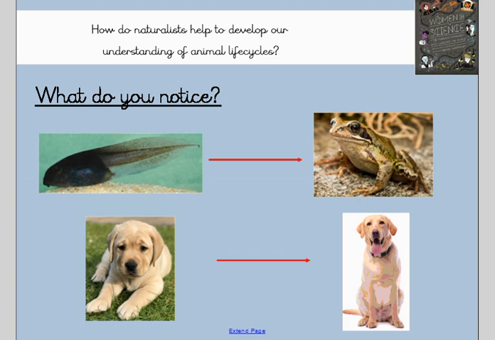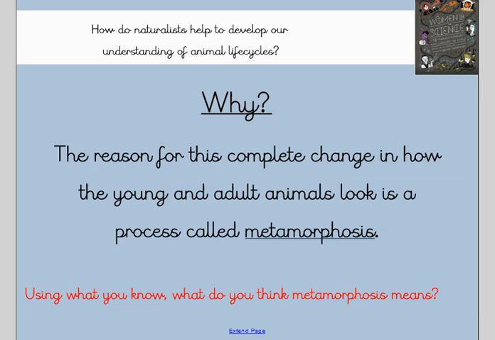Well, straight away, they are extremely different, aren't they? This puppy we can see is a lot smaller, but we can definitely tell that's the same animal. This here is completely different, isn't it? So we can see the young of an amphibian is completely different to that of the adult, whereas the young of a mammal is very similar, but much smaller. Why is this? Now, the reason for this complete change between the young and the adult is because of a process called metamorphosis.